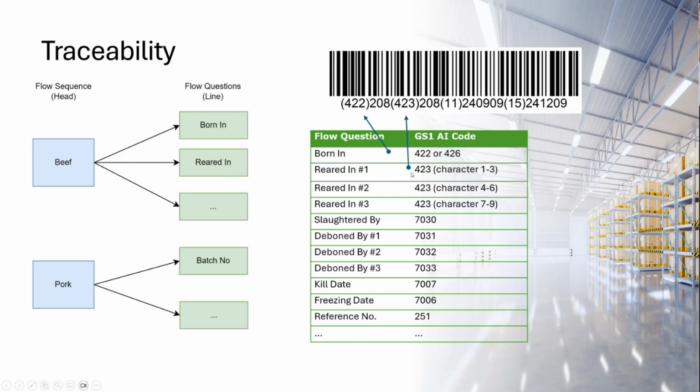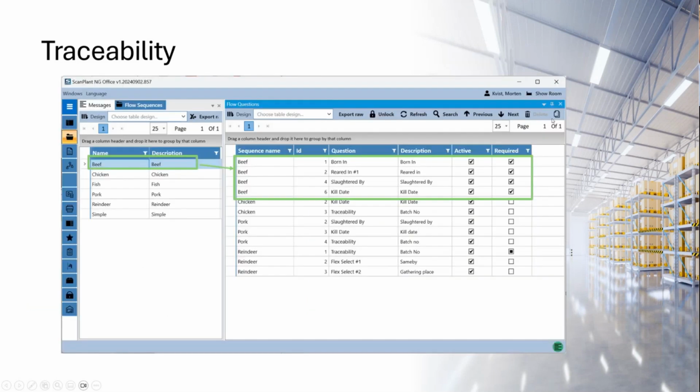And when you use these, then Scanplant knows what is the GS1 AI in the barcode. So for instance, if you use born in as a question, and then you add the barcode to the box label where you put in 422 as the GS1 AI, then it will know that the answer to this born in question will be put into the barcode. So it's linked together. Yeah, and this is just how you set up the traceability in Scanplant Office.